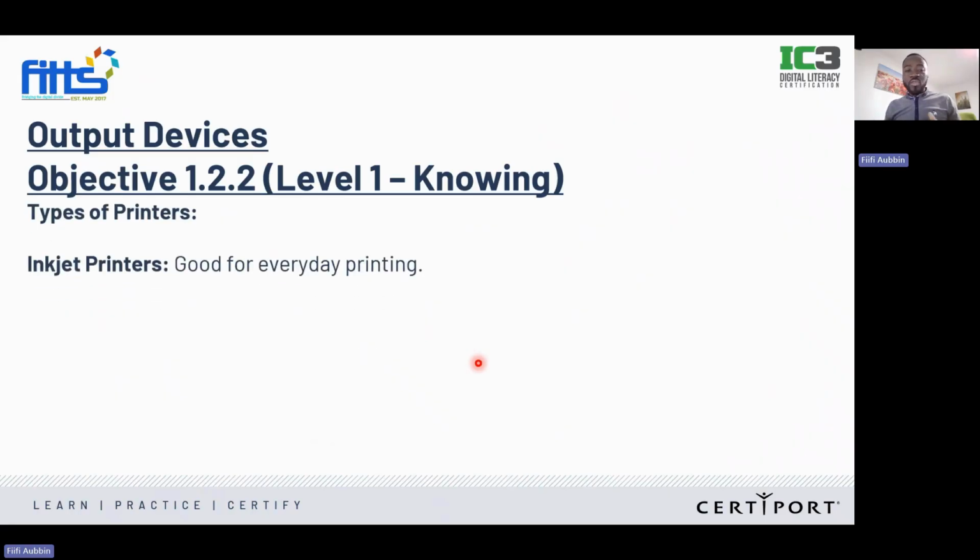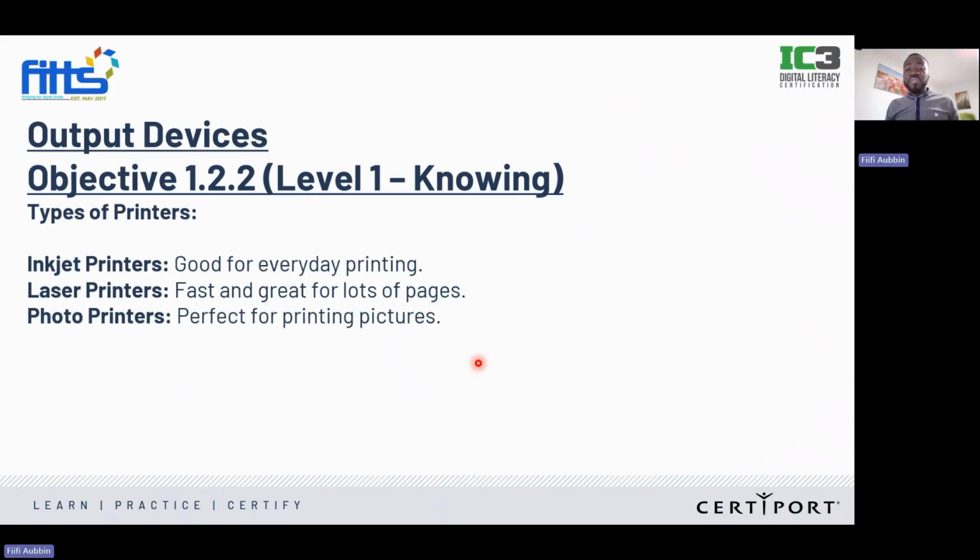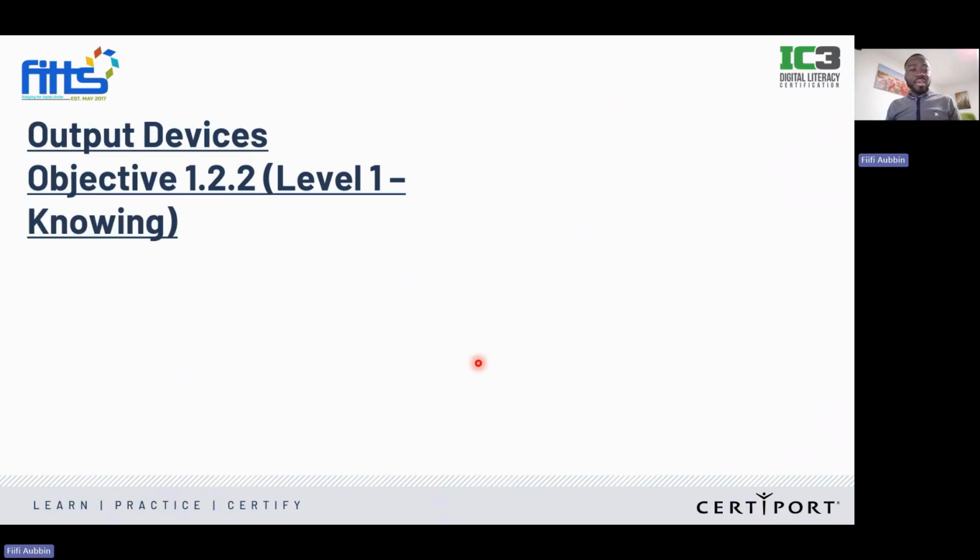Then types of printers: we've got inkjet printers, which are good for everyday printing. Then laser printers, which are fast and great for lots of pages. Then photo printers, perfect for printing pictures. Then all-in-one printers, which can print, scan, and copy. These are the various types. Don't just end here. You need to do a bit more than what I am teaching you, but this is just a guide to help you focus your studies.